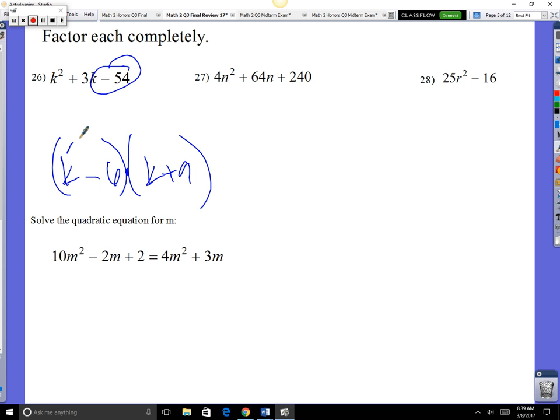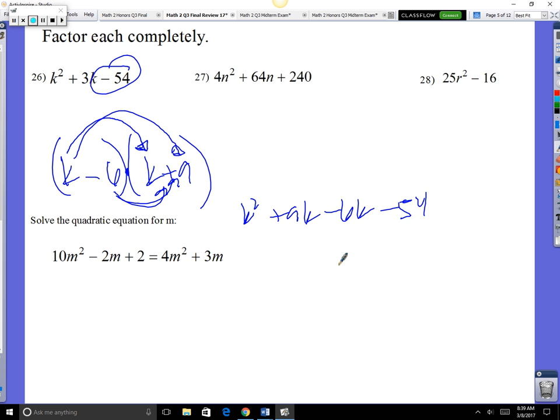If you distribute and times through, k times k gives you k squared. K times 9, that's a 9k. Negative 6 times k is a negative 6k, and a negative 6 times a 9 is a negative 54. And combine your like terms, and that is k squared plus 3k minus 54.